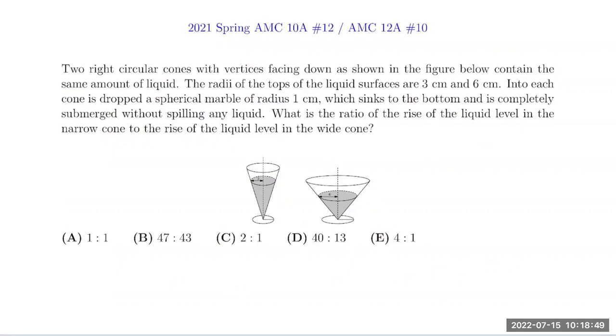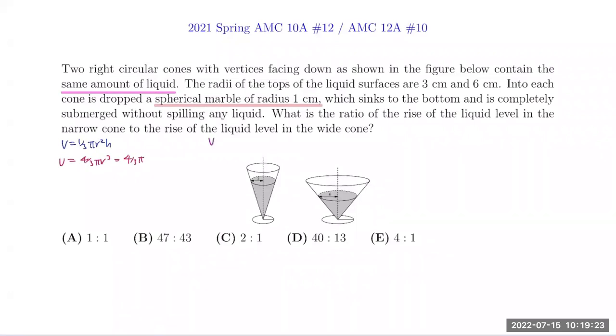So first we realize that we have two circular cones with the same amount of liquid, meaning the liquid in each is the same volume. Volume of a cone is equal to 1/3 pi r squared times h. And then after that, a spherical marble of radius 1 is dropped into both, so they still have the same volume, but each one is added with 4/3 pi r cubed, and in this case, it'll be 4/3 pi because the radius is 1. Let's first look at the volume of each cone originally being equal.